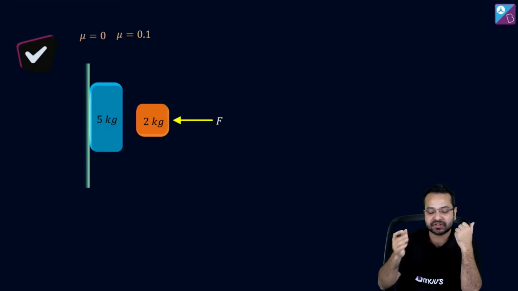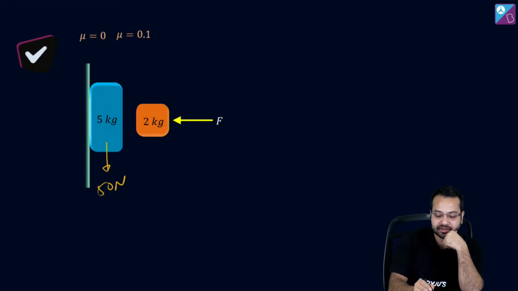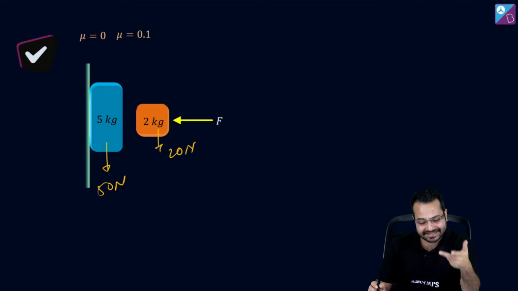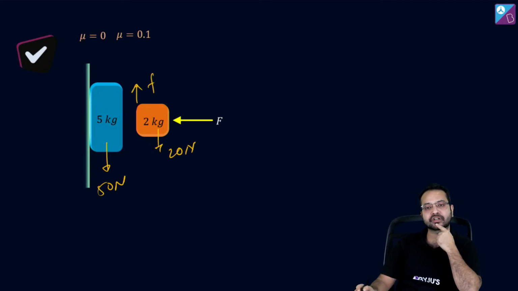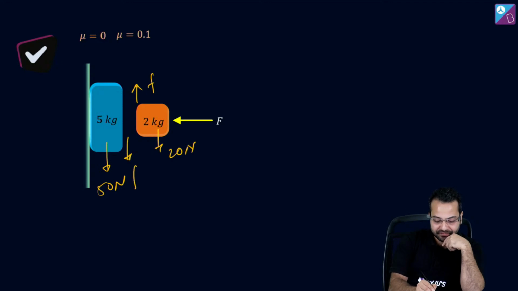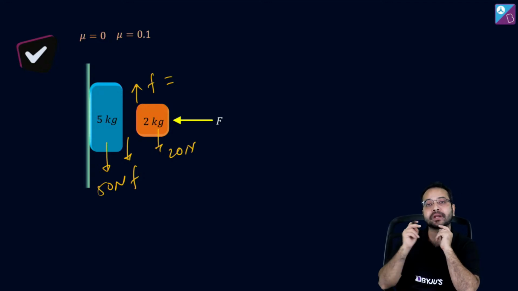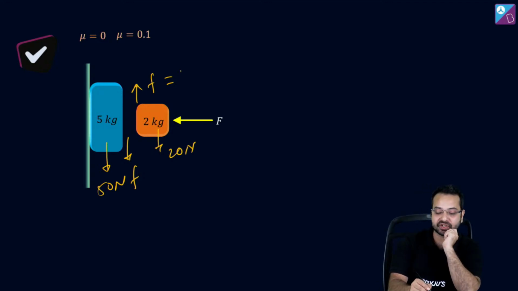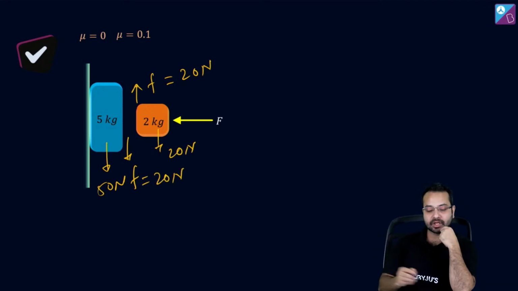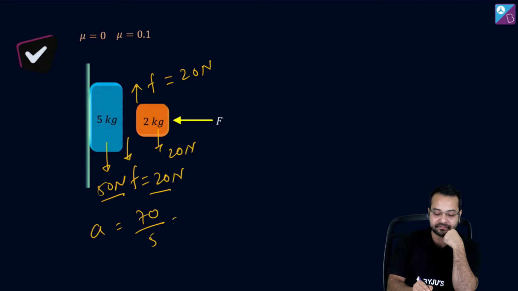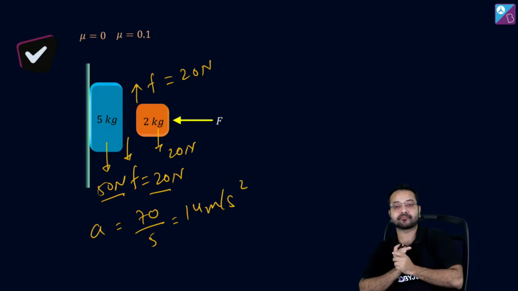When we talk about the reverse case, this is 50 Newton, this is 20 Newton. What is the reverse case? Let's say that the friction on the 2 kg block is acting in the upward direction, and the friction on this 5 kg block is acting in the downward direction. In this case, what is the friction required to keep this 20 Newton block at rest? It is going to be 20 Newton, which means that the friction here is also going to be 20 Newton, which means the net force acting is 50 plus 20, which is 70 Newton, divided by 5, is equal to 14 meter per second square. So we have got the answer of the acceleration of the 5 kg block as 14 meter per second square.